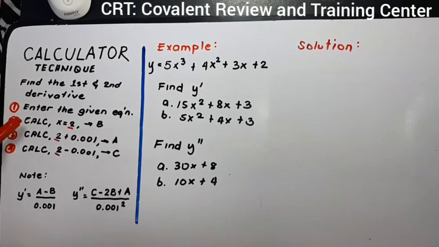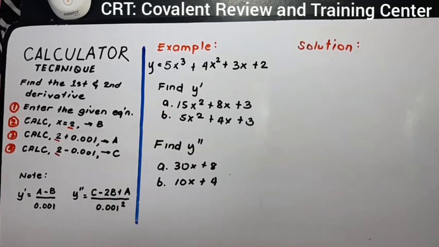So again, the value of x is any number. It can be 2, 3, 4, and so on. Take note that for the first derivative, you can solve it using this equation. First derivative is A minus B all over 0.001. This value, 0.001, is a default value for this technique. To solve for the second derivative, use this equation: C minus 2B plus A all over 0.001 squared.